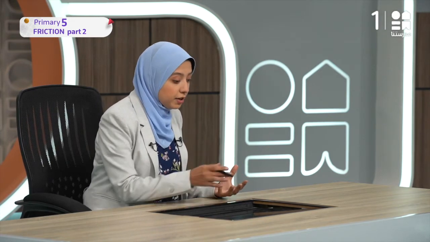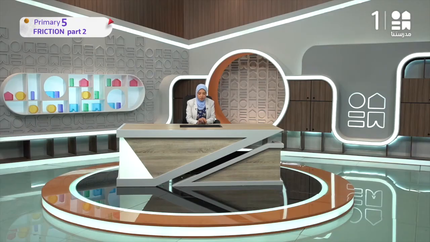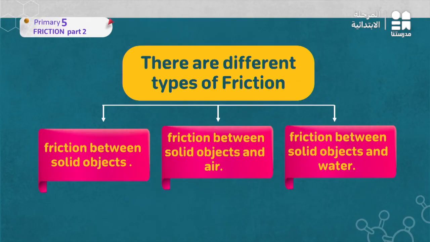يبقى احنا كده اتكلمنا عن the factors that affect the friction force. اتكلمنا قبل كده عن the type of the surface material. Now we talked about the speed and also about the surface area of the moving object. خلصنا أول type من ال different types of friction, which is the friction between the solid objects. واتكلمنا كمان عن the factors that affect it.